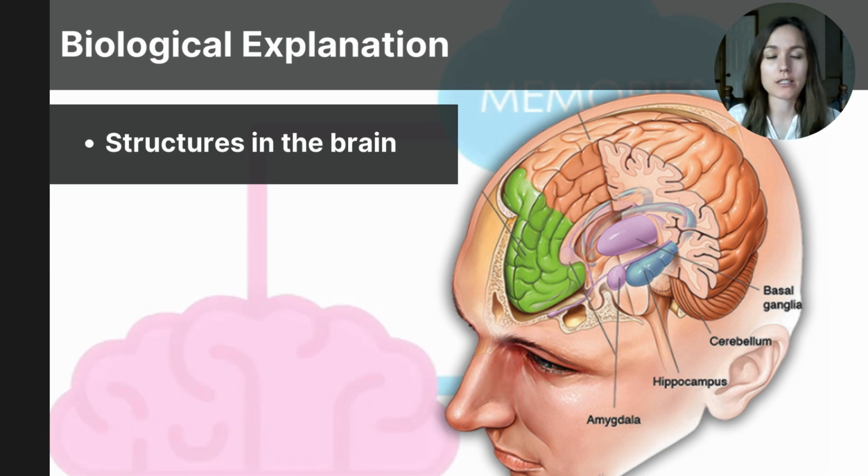explicit long term memories. These are memories that you're consciously aware of, and the hippocampus is responsible for turning those short term memories into long term memories.